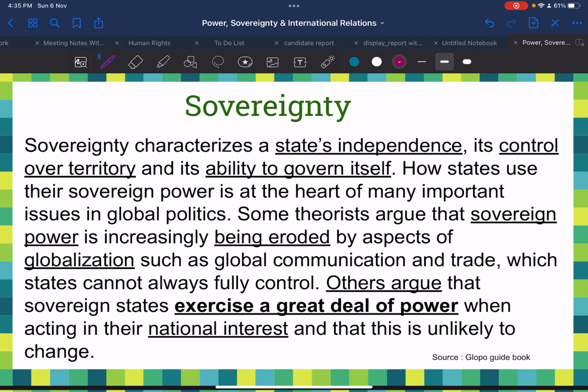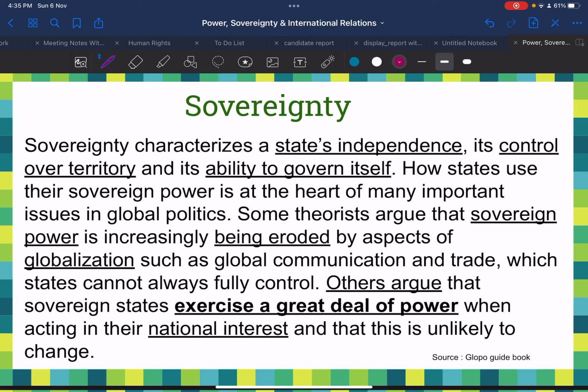Hi everyone. So today we are going to look at the concept of sovereignty. In the previous video, I already spoke about power. Now, today, the second main key concept, which is sovereignty. These two key concepts, power and sovereignty, you will be referring to throughout your global politics course, right? Because these are the base of any state.